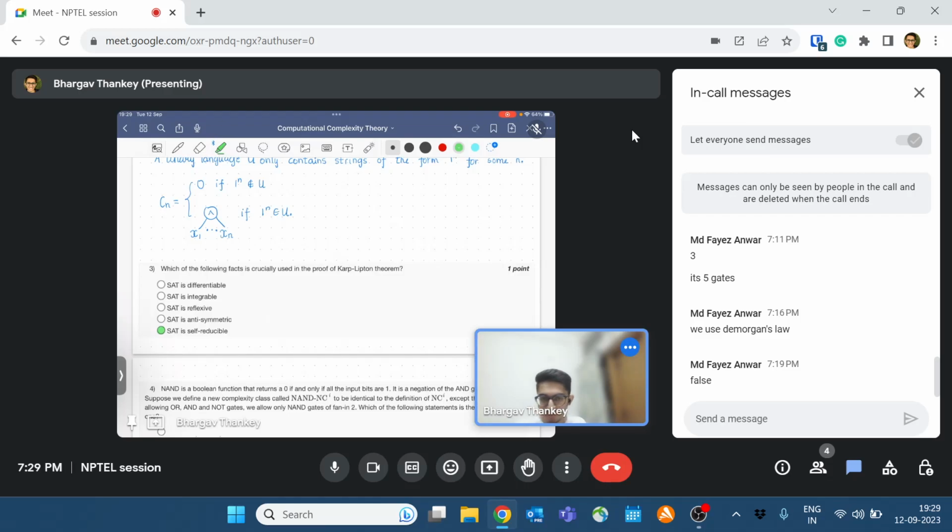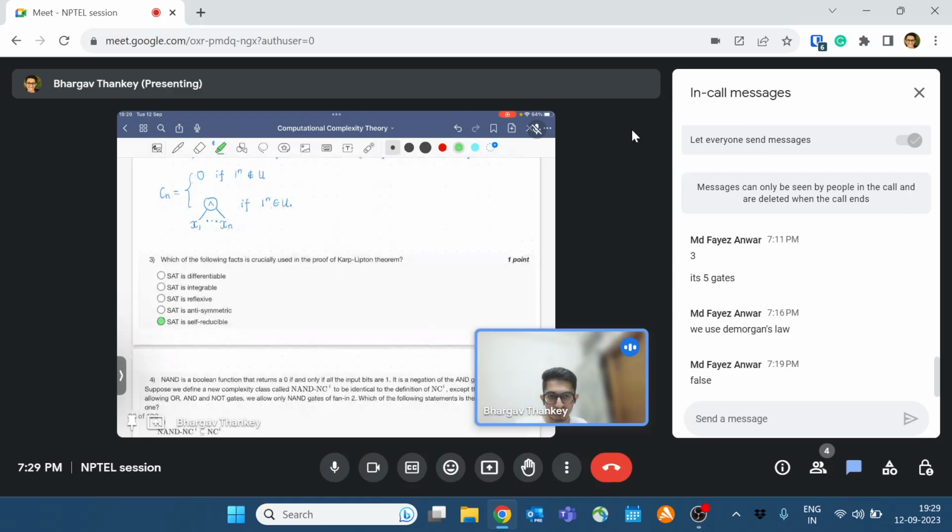This was crucially used in the proof of the Karp-Lipton theorem, and if you don't use this, you still get something like the Karp-Lipton theorem. Karp-Lipton theorem says NP in P slash poly implies PH equals Sigma 2. If you don't use that the set is self-reducible, then you get something like PH is contained in Sigma 3. But the proof of the Karp-Lipton theorem that we saw in class crucially used this. So I hope this is fine.